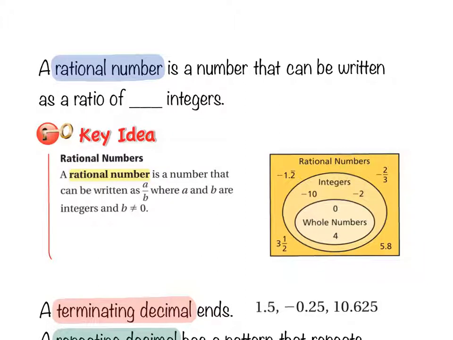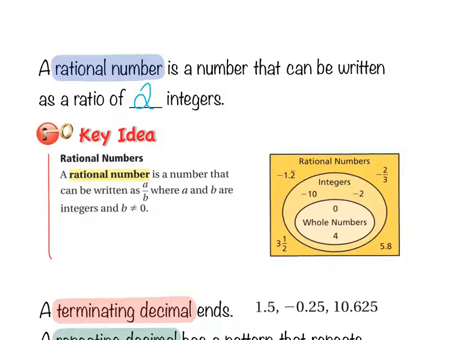This is section 2.1 over rational numbers. A rational number is a number that can be written as a ratio of two integers. So if you look at the definition down here underneath the key idea, a rational number is anything that can be written as a fraction.